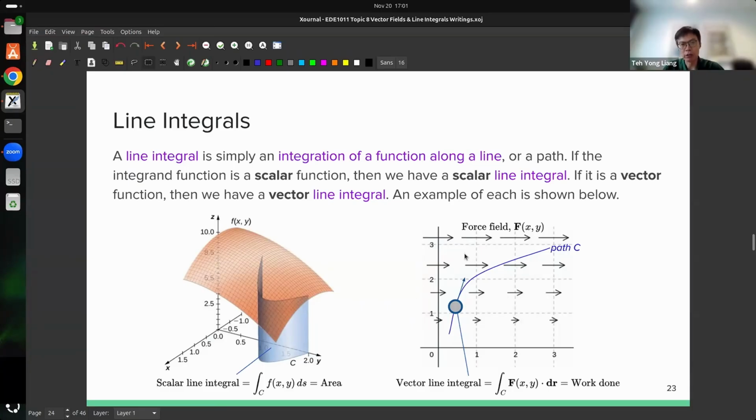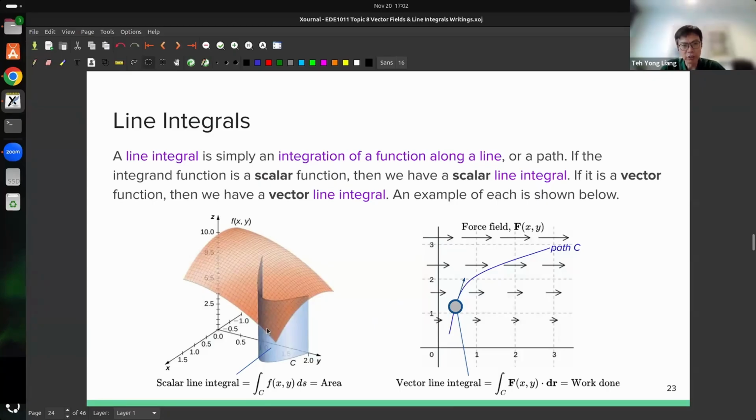With respect to that, the vector line integral will be more relevant. So I'm going to focus on the vector line integral, which means the scalar line integral will not be tested. Later on, I will skip the scalar line integral slides and examples. I will put the material in the uploaded writings and you can go through it yourself, but let me quickly mention what a scalar line integral is.